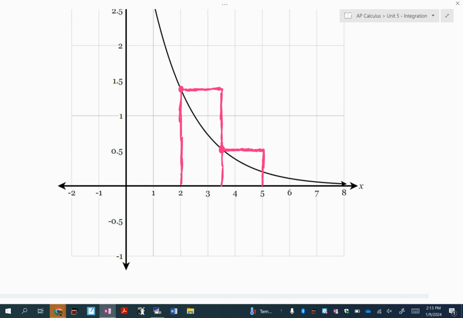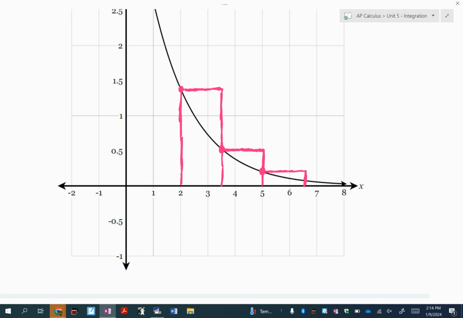Okay. The last one is going from 5 to 6.5. What is my left endpoint? 5. So put my dot at 5. And we're going until 6.5. Now, I'm hoping after you draw that, right?